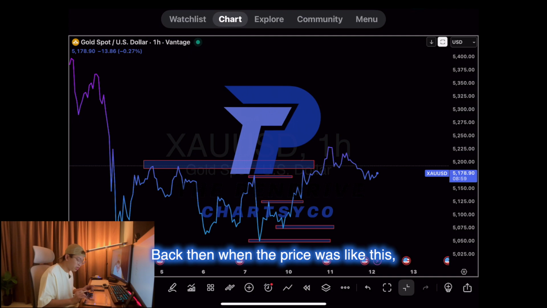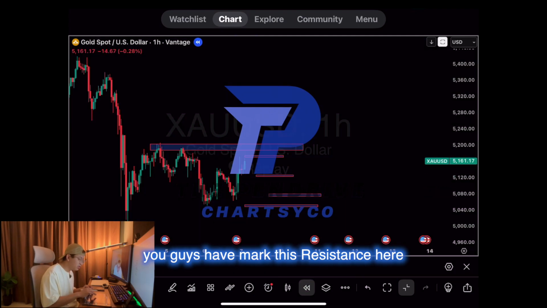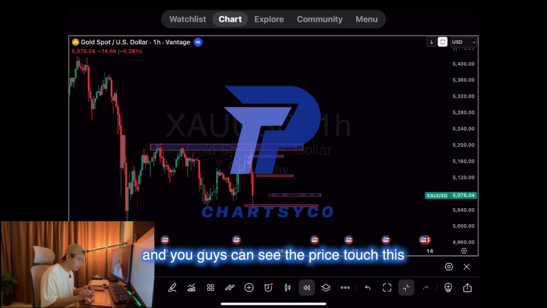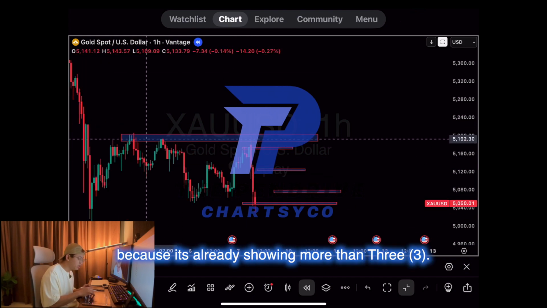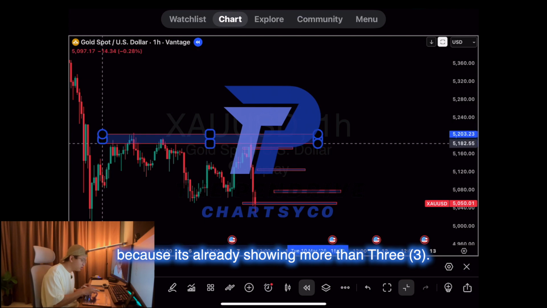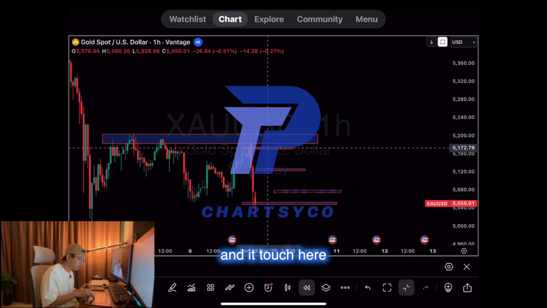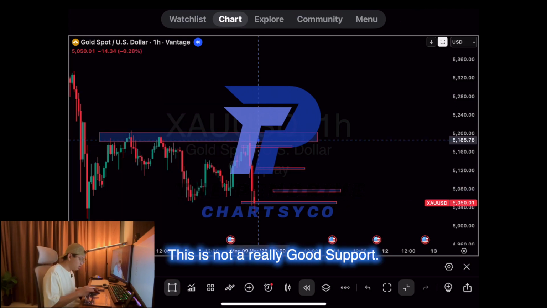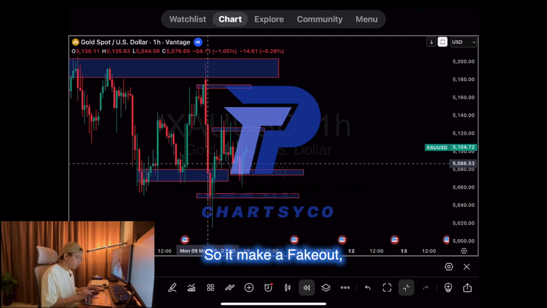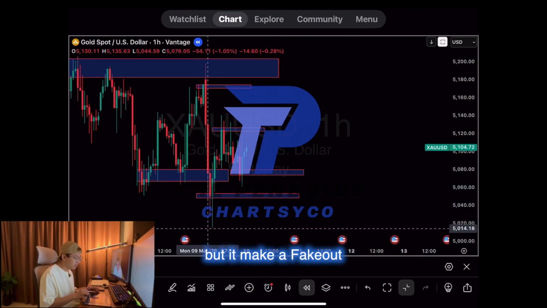So back then when the price was like this, you guys have marked this resistance here, and you can see how the price touches this resistance because it's already showing more than here, right? This is the first one, second one, third one, and it touched here. Boom, that is a strong resistance. This is not a really good support. That's why it breaks straight away. So it makes a fake out. Yes, the support is valid, but it makes the fake out push higher.